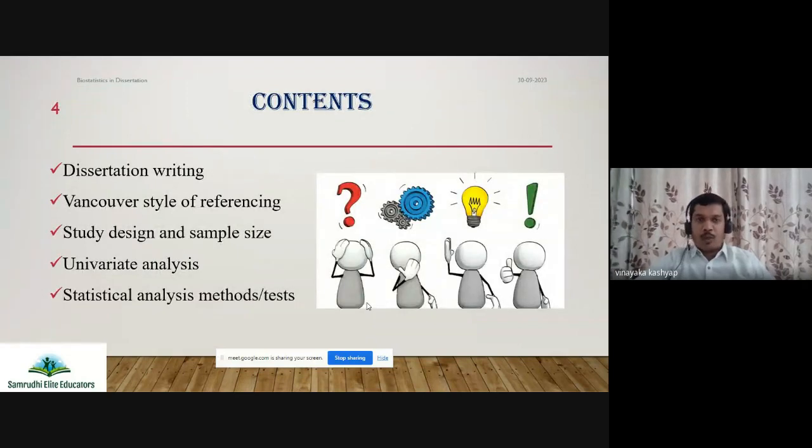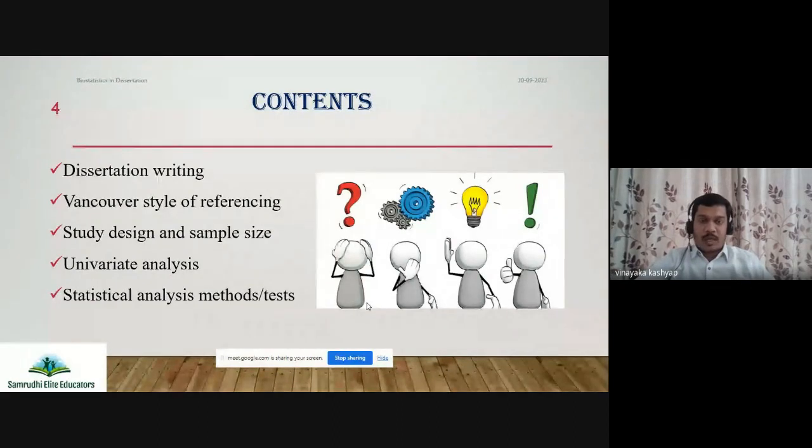We will be going through what dissertation writing is, mainly the Vancouver style of referencing. Many students fail to do the referencing in this Vancouver style properly, so we will discuss that. Third is study design and sample size. Most students get confused about what exactly the study design in their study is. Even if you are doing a comparison, you tend to write it as an RCT, randomized control trial. It is not exactly so.